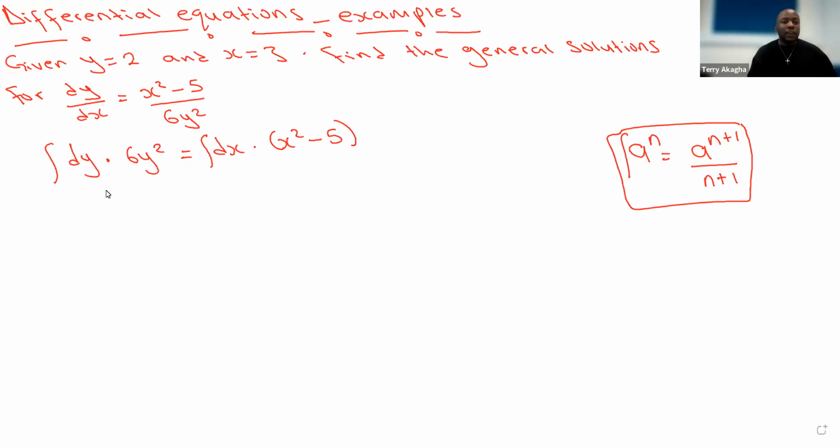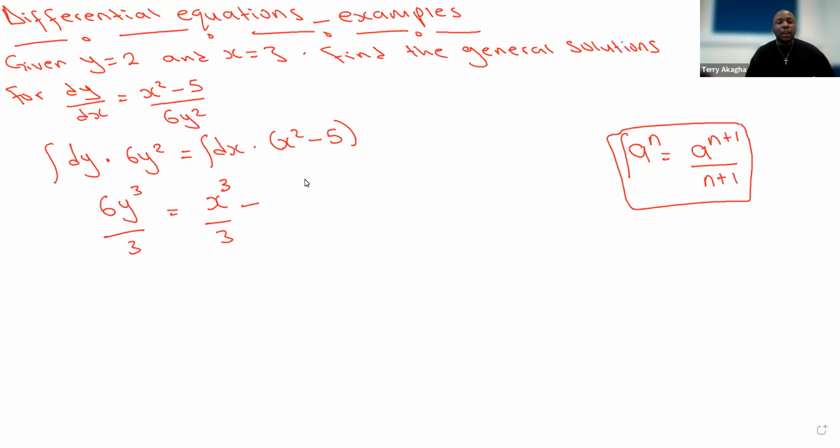So when you integrate this, it's going to become 6y, you add 1 to the power, 2 plus 1 will give you 3, divided by what? 3. Can you see? You add 1 to the power divided by the new power. The same thing. Integrate this, the dx is going to go away, and you're going to have x, 2 plus 1 will give you 3, divided by 3, minus.